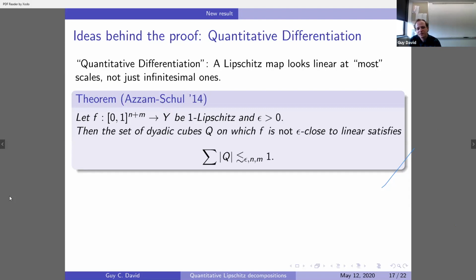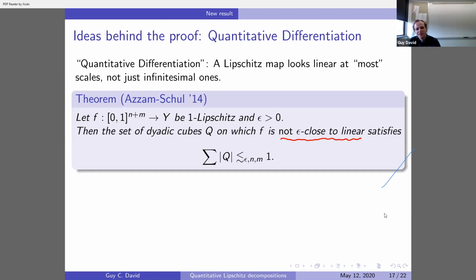And you look at the set of all dyadic cubes in your domain on which your mapping is not close to linear with this parameter epsilon. I'll say what this means more precisely in a second. These are bad cubes, cubes on which your mapping is not close to linear. Then the theorem says if you add up the volumes of all of these bad cubes, that total volume is controlled. So this is a kind of packing condition.